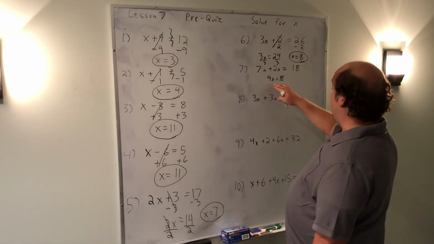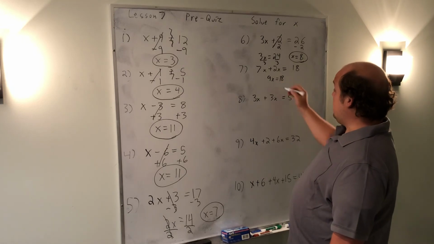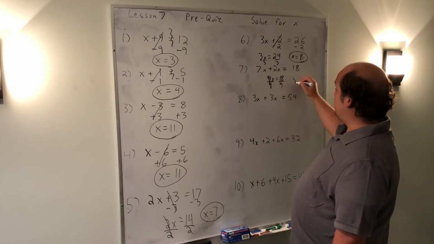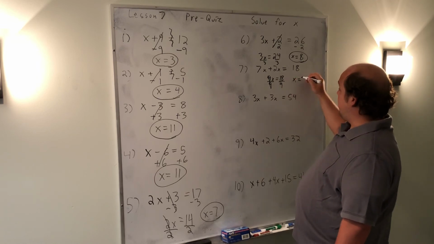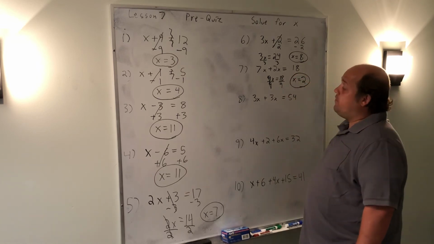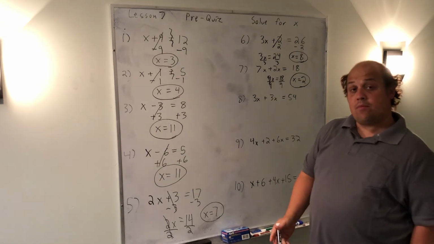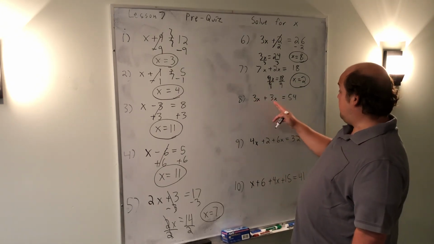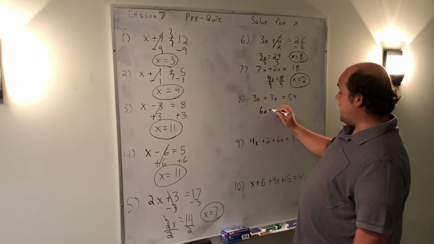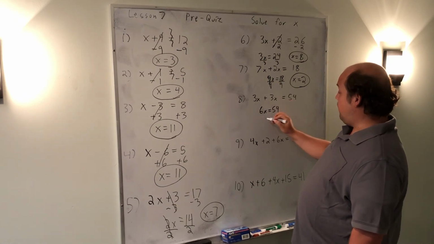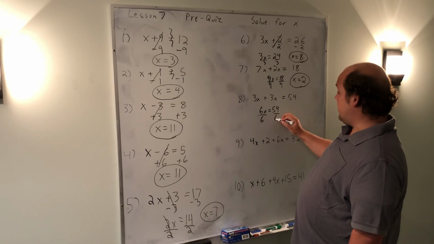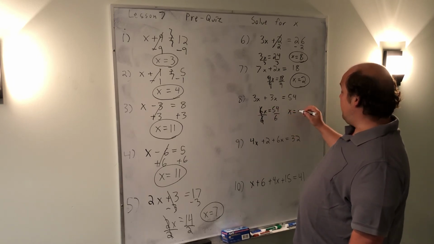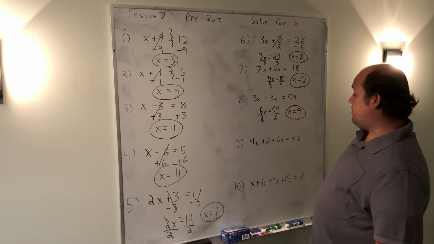So back to where we were, we had 9x equals 18. If we divide by what's in front of the x, here we're left with just x. 18 divided by 9 gives me a final answer of 2. Same idea in problem 8. I'm going to start by combining the x's on the left-hand side. 3 plus 3 gives me a total of 6x. That equals 54. And when I divide both sides by 6, that leaves me with just x equals 54 divided by 6, which is 9.